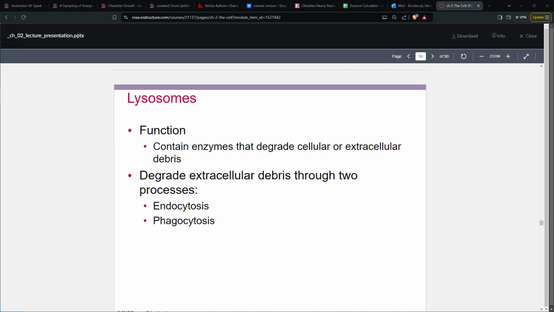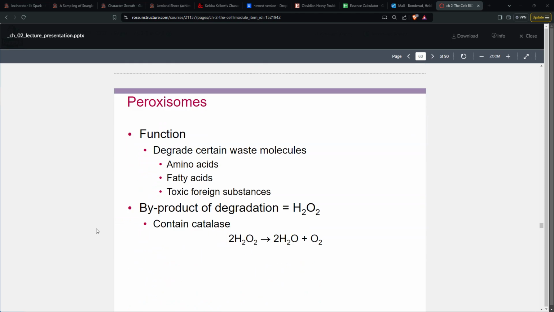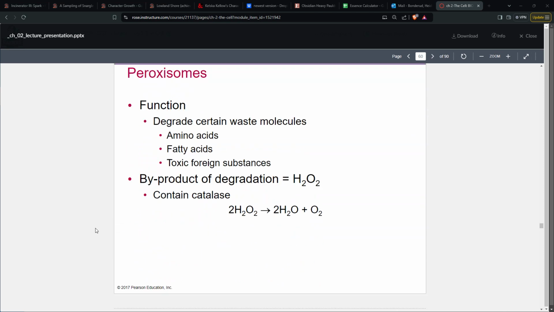We're going to talk about those in more detail when we talk about transport mechanisms, but basically phagocytosis is going to be when the cell engulfs something, eats it, and endocytosis is going to be when it pouches it to bring it in. Again, we'll talk about that more with the transport processes. All right. Lysosomes can actually be divided up into different specific components.